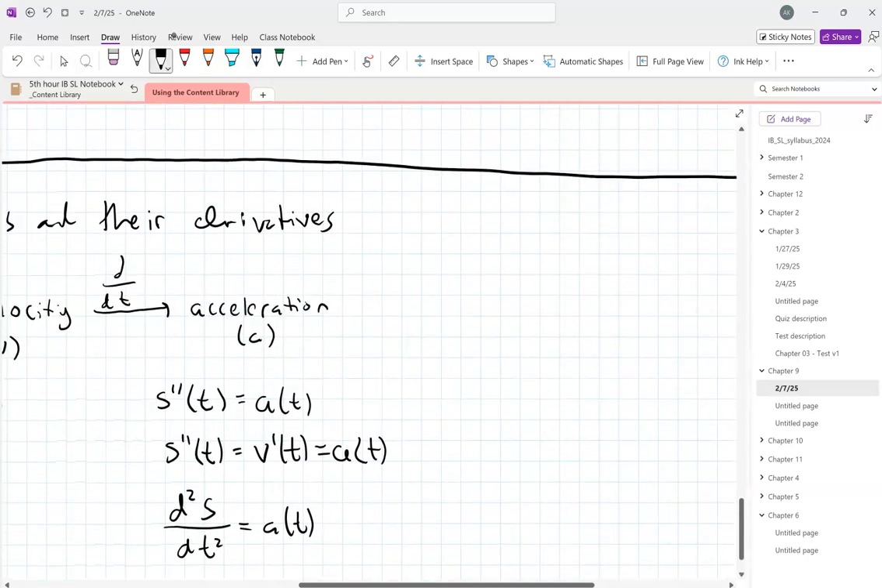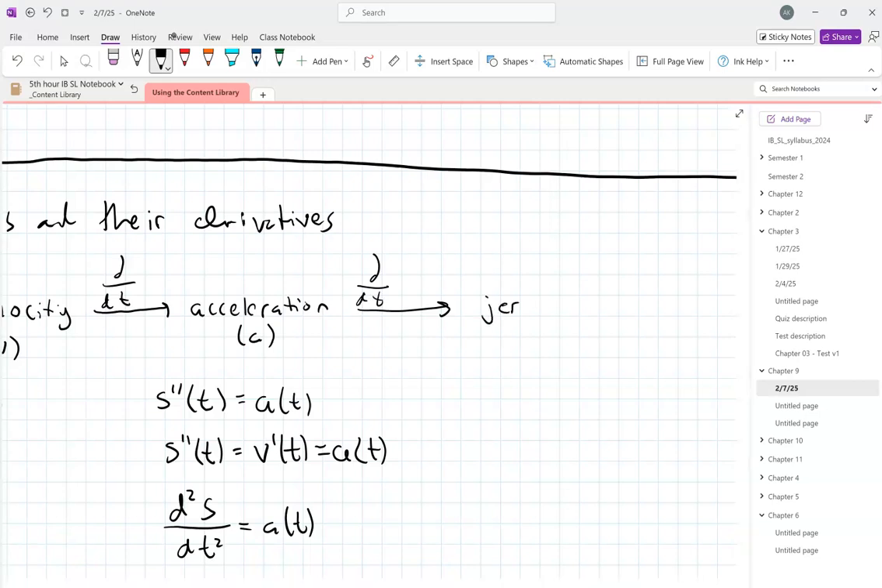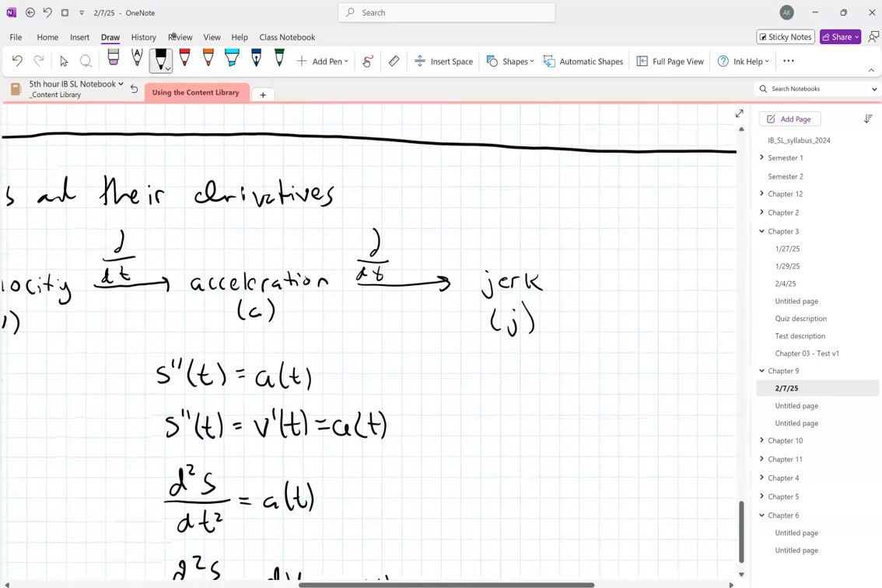There's another quantity. The derivative of acceleration is called jerk. Again, we usually use a j. So you might, it's named after you, in case you're wondering.